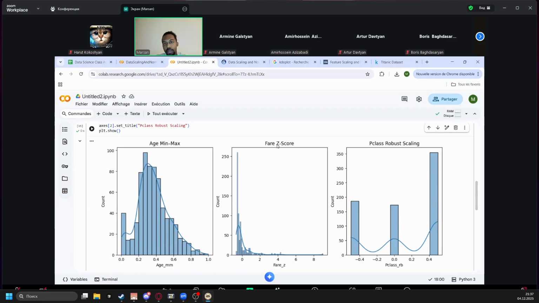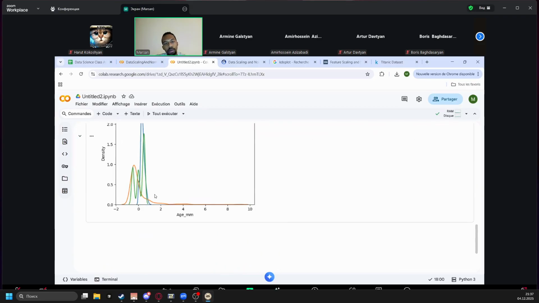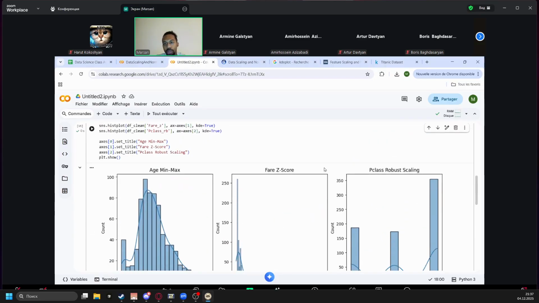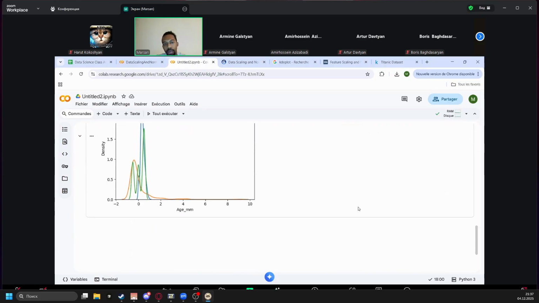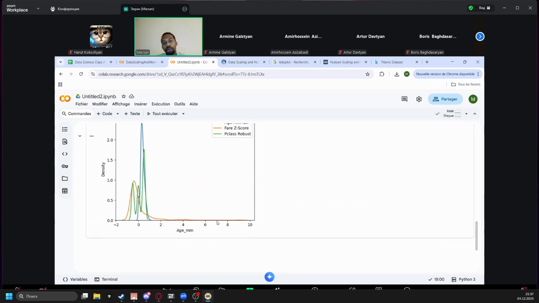So the min-max, the z-score, which keeps outliers, and finally the robust scaling, but here is the robust scaling on a non-continuous variable. Yes.